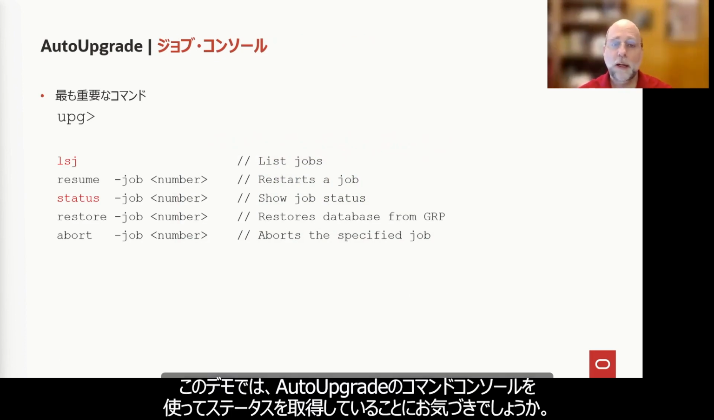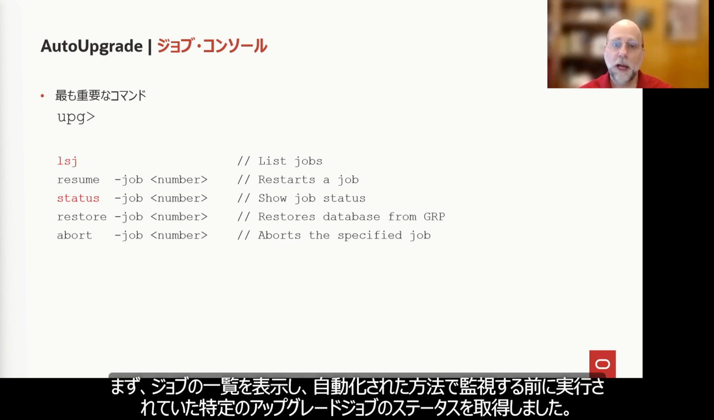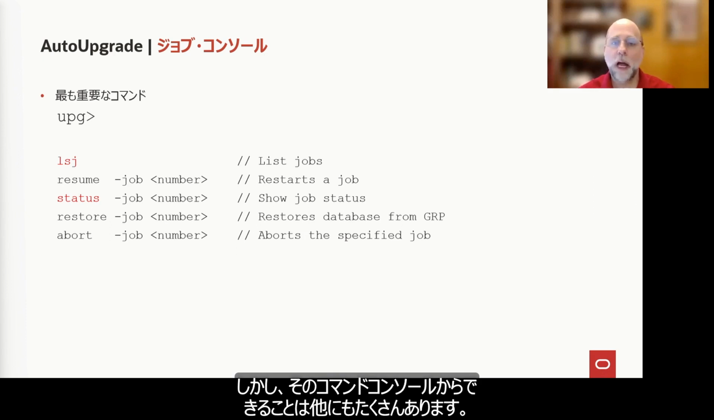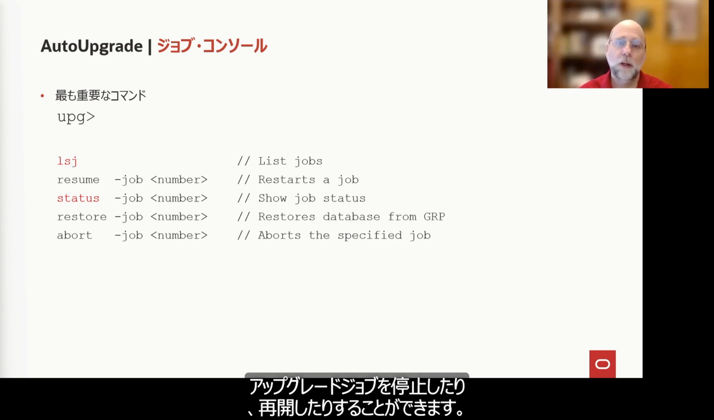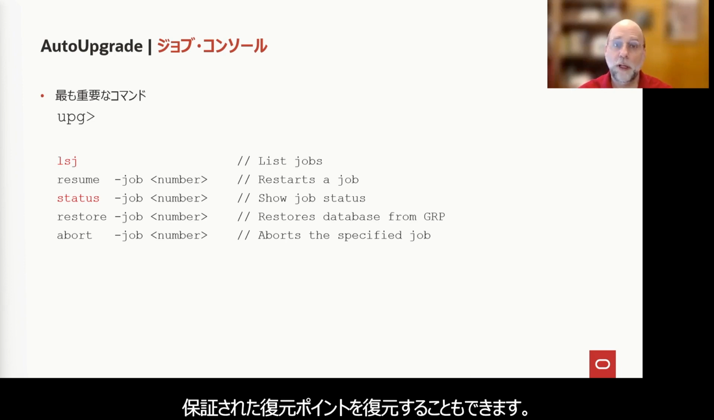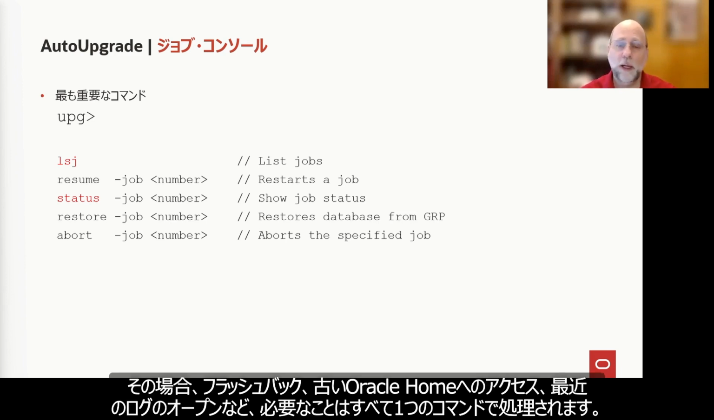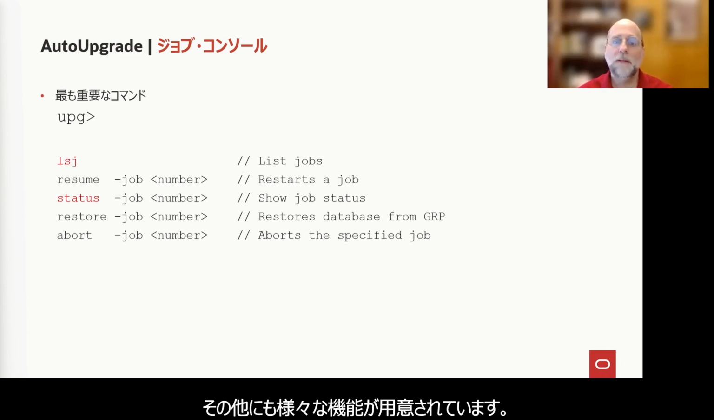You might have noticed in that demo that I used the command console for AutoUpgrade to get the status, first to list the jobs and then get the status of the specific upgrade jobs that we're running before I went into that automated method of monitoring it. But there's a lot more you can do from that command console, not just get information, but control the process. You can stop or resume an upgrade job. You can restore that guaranteed restore point, in which case with one command, we take care of everything needed to flashback, go to your old Oracle home, open reset logs, and so on. And there are other capabilities provided as well.